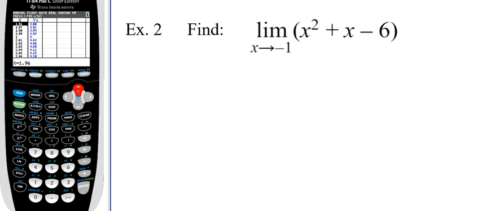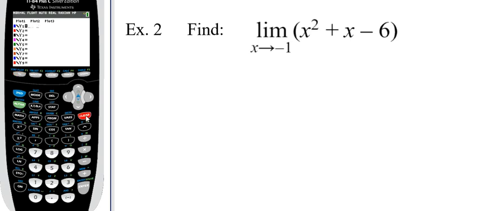Okay, let's try another one of these. Okay, so now find the limit as x approaches -1 of this function, x squared plus x minus 6. So I'm going to press my y equals key. I'm going to clear what's there. I'm going to type in there x squared plus x minus 6. And let's graph that.